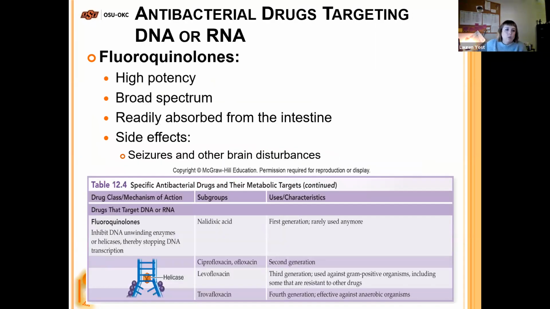Okay, fluoroquinolones. These target DNA or RNA synthesis. They're broad spectrum. They're absorbed into the intestine. They can cause seizures and brain disturbances. This is going to include things like Cipro. If you're interested, there's a breakdown down here. I'm not going to go through it.